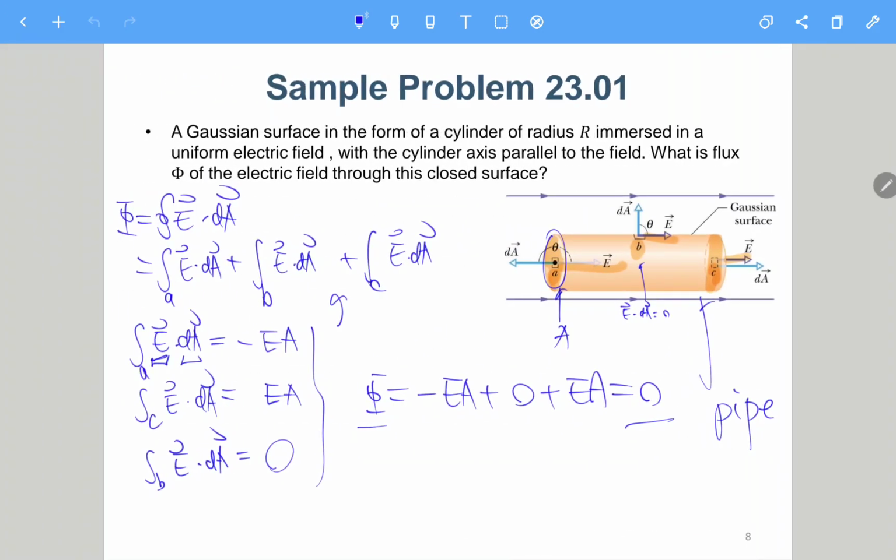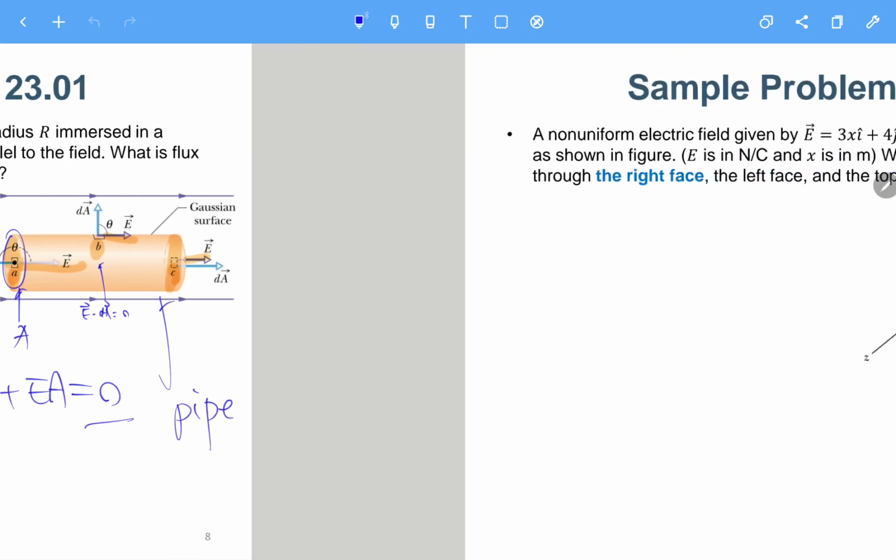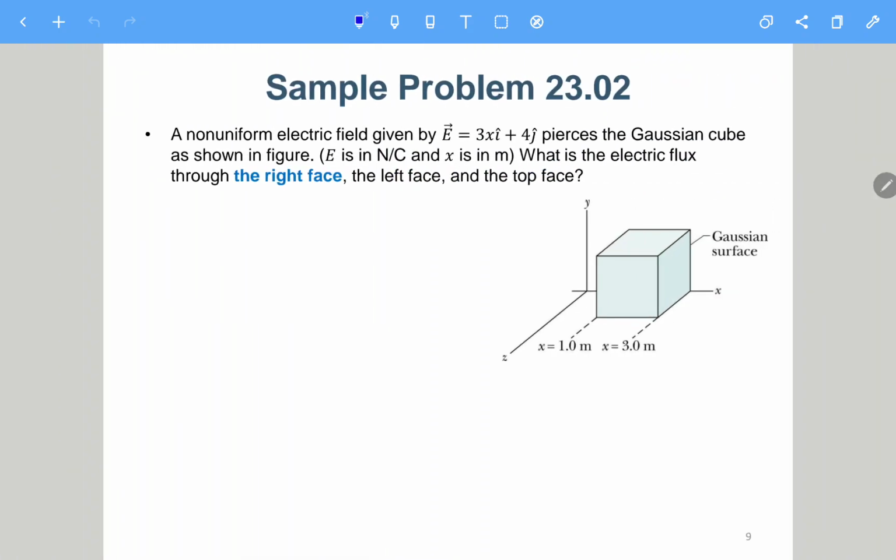Okay, so far any questions? Okay, so let's come to another sample problem. It involves a little bit more mathematics.